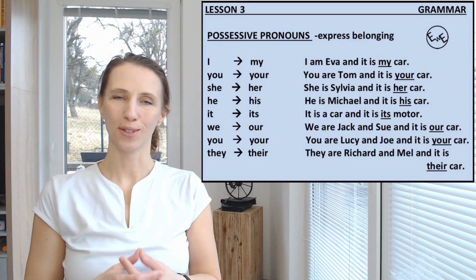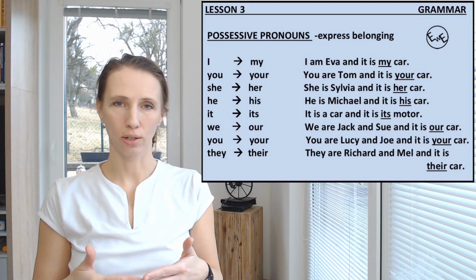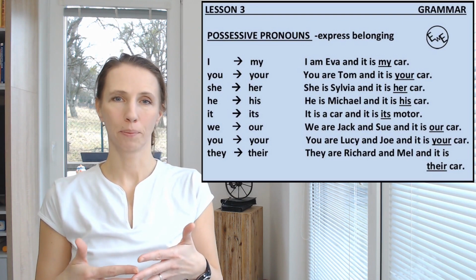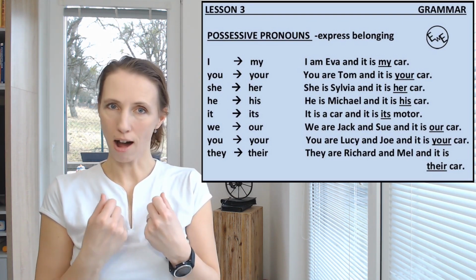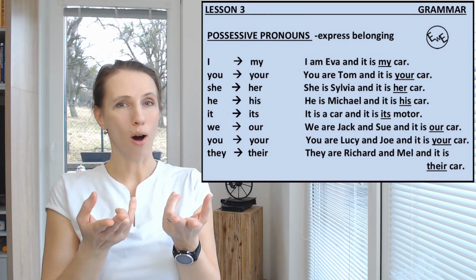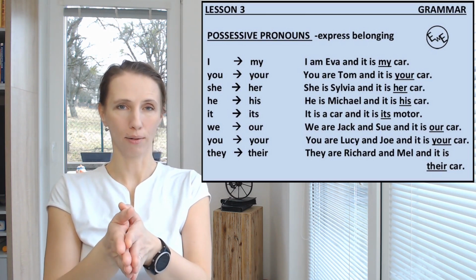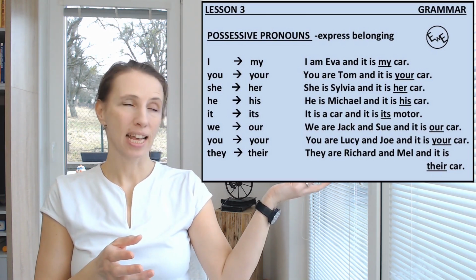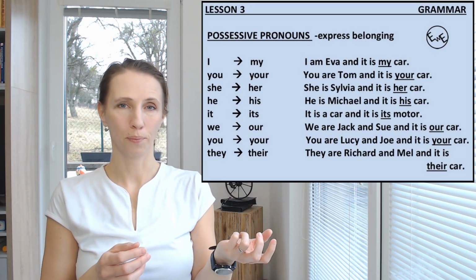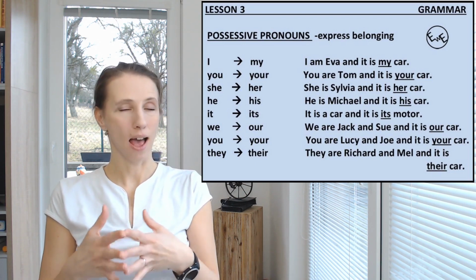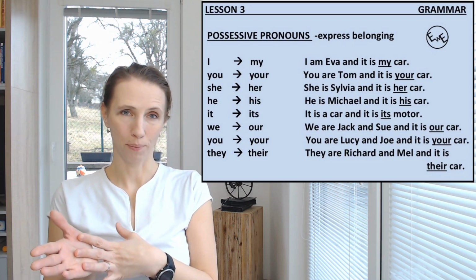Possessive pronouns. These pronouns imply possession, belonging. I am Eva, and it is my car. You are Tom, and it is your car. She is Sylvia, and it is her car. He is Michael, and it is his car.